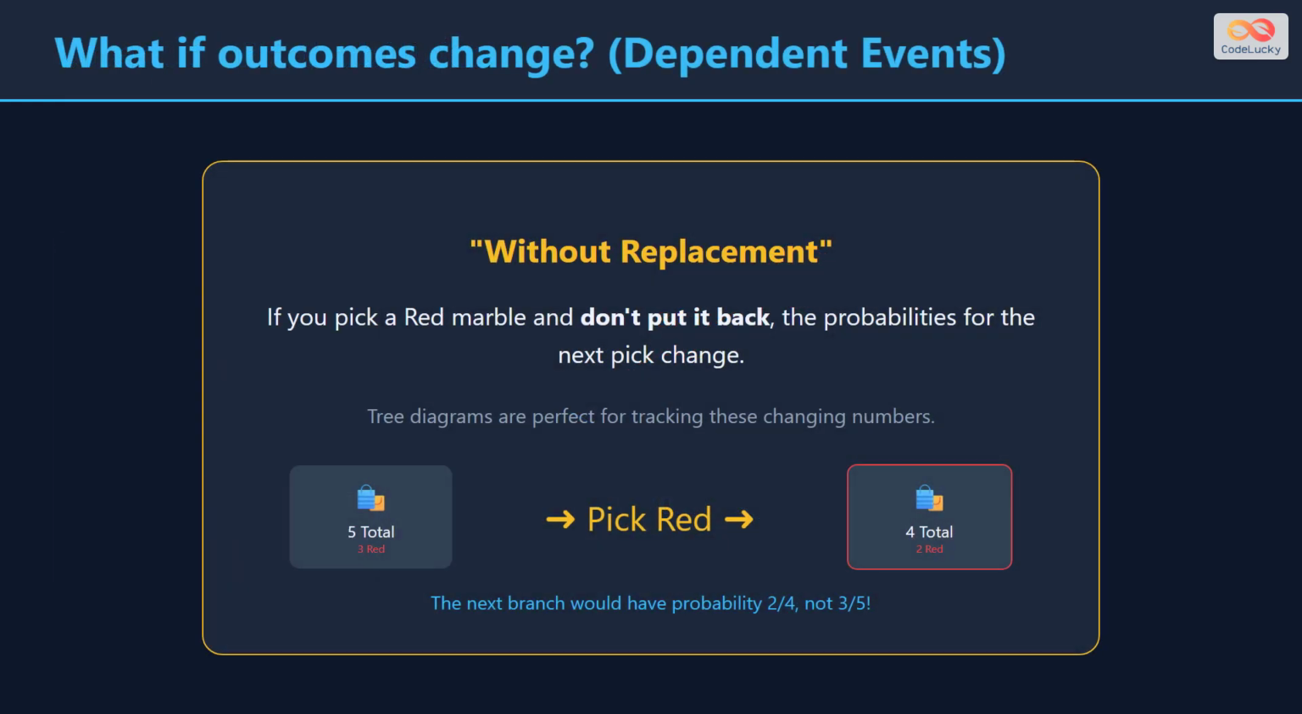Tree diagrams really shine when probabilities change. Imagine we took that red marble and didn't put it back. For our second pick, there are now fewer marbles in the bag. A tree diagram allows us to easily update the probabilities for the second set of branches based on what happened in the first step. This handles conditional probability naturally without complex formulas.